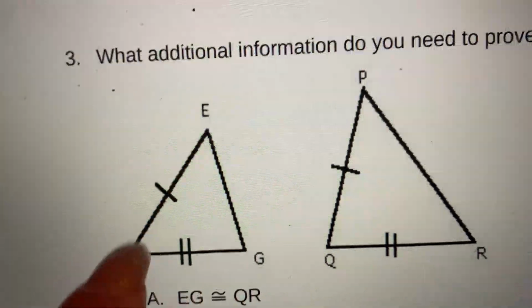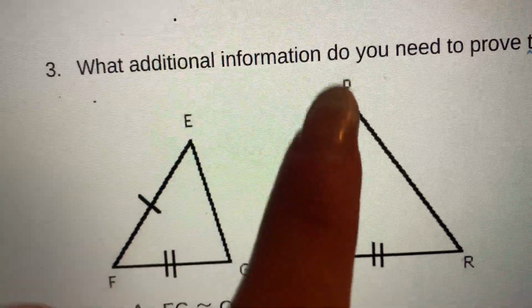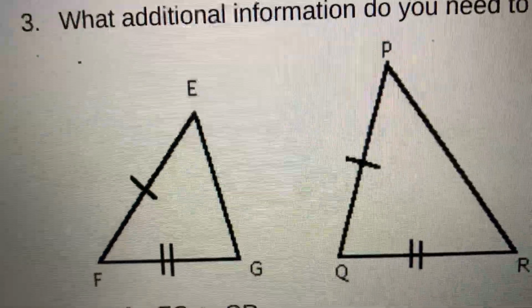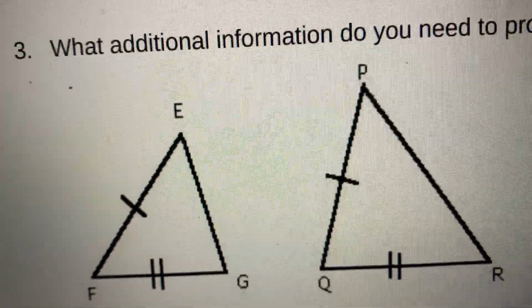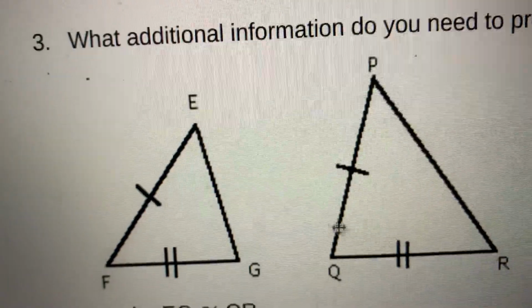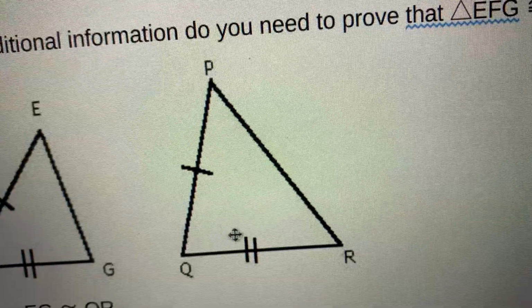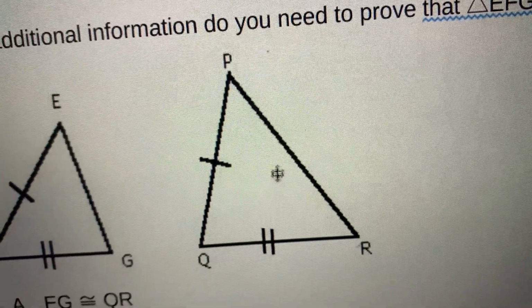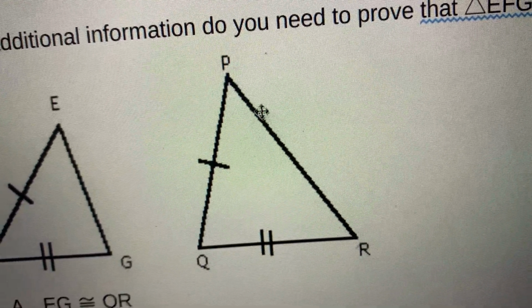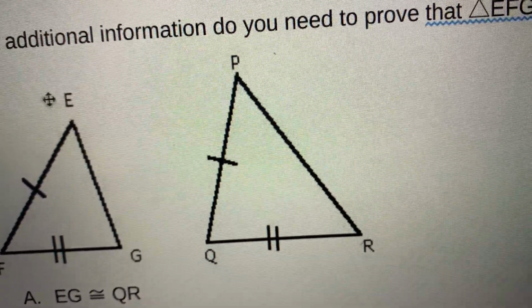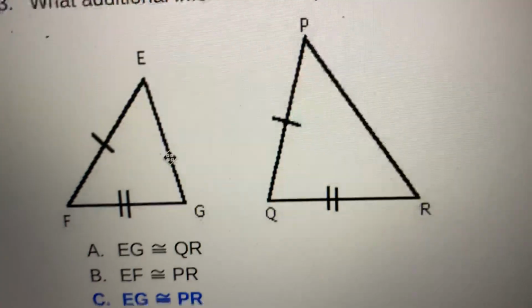So we know that we have FE is congruent to QP because each of those just have the 1 little mark. We know that FG with 2 marks is congruent to QR because it has 2 marks. So we need to know that PR is congruent to EG. We just need to know that the last lines are going to have 3 little checks.